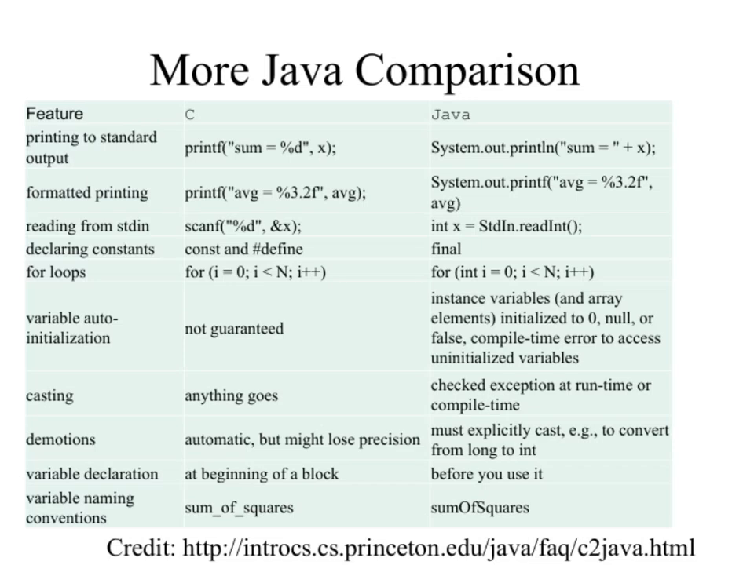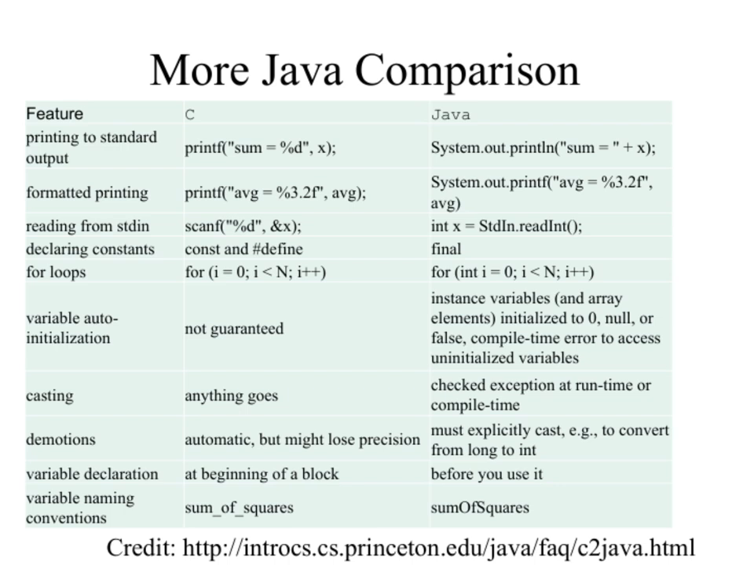Let's take a look at some key differences between C and Java, starting with how they handle printing to standard output. In C, you use printf with format specifiers, like printf("sum = %d", x). In Java, you typically use System.out.println, concatenating strings and variables, so you'd write System.out.println("sum = " + sum). For formatted printing, C uses printf with specific format specifiers such as printf("avg = %3.2f", avg), while Java offers System.out.printf, which works similarly.